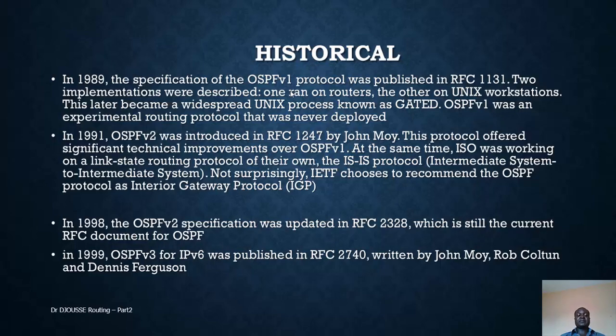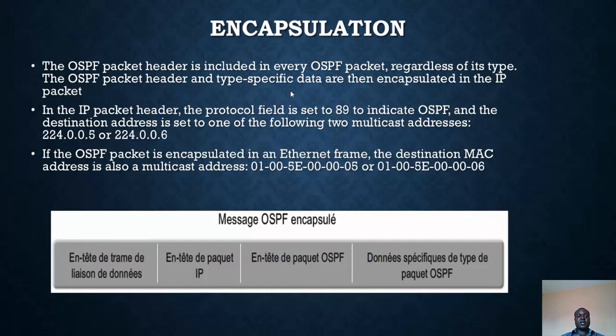In 1999, Open Shortest Path First version 3 for IP version 6 was published in RFC 2740, written by John Moy, Rob Coltun, and Dennis Ferguson.